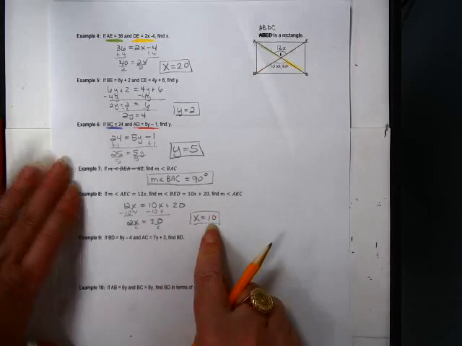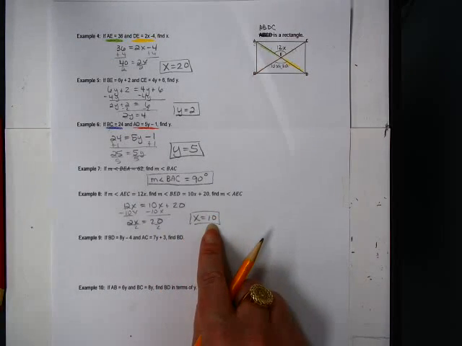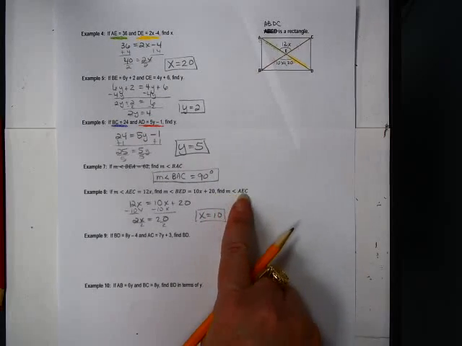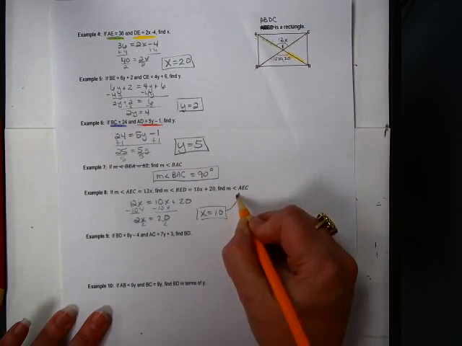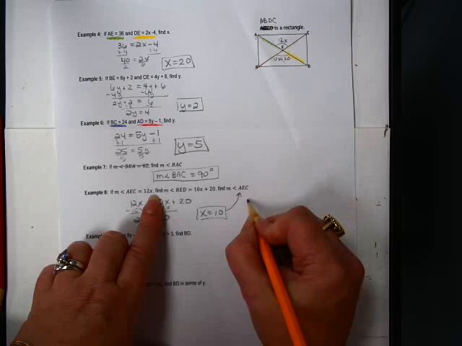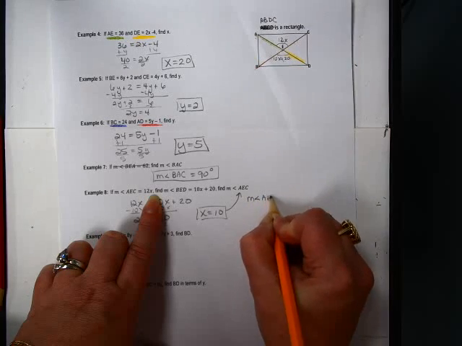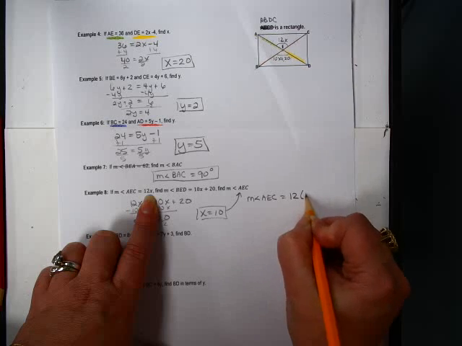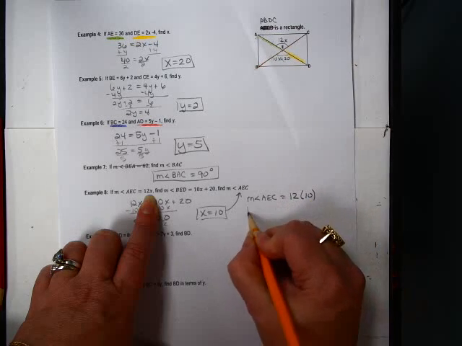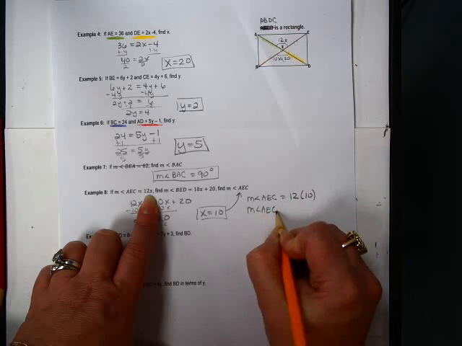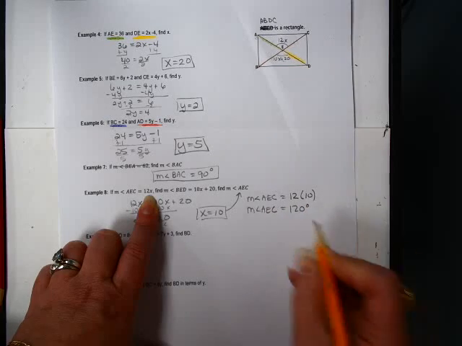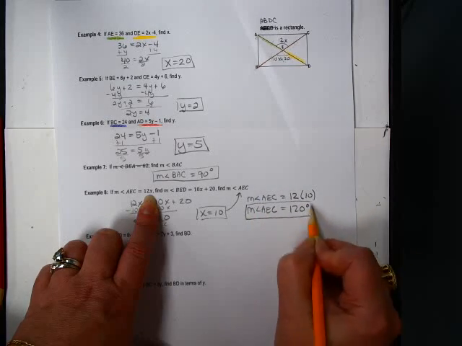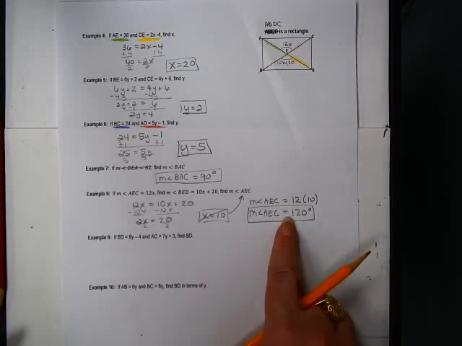Now, did they say find x? No, they said find this angle. So that means I have to plug this back in. So here, the measure of angle AEC is going to equal 12 times 10. So the measure of angle AEC is 120 degrees. Now I found the answer. It's not this one, it's this one.